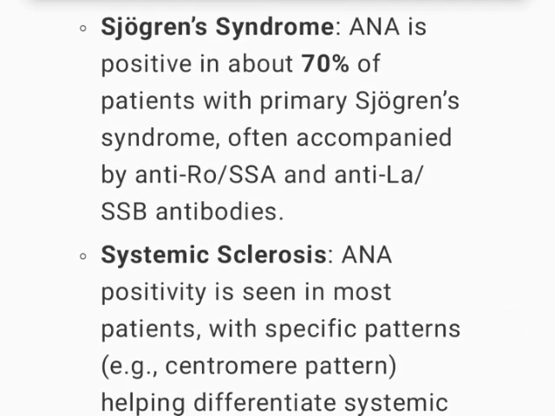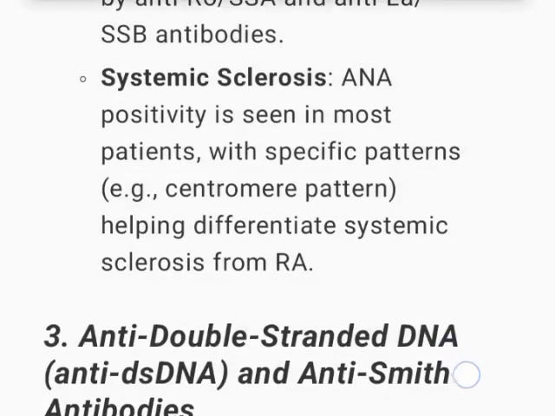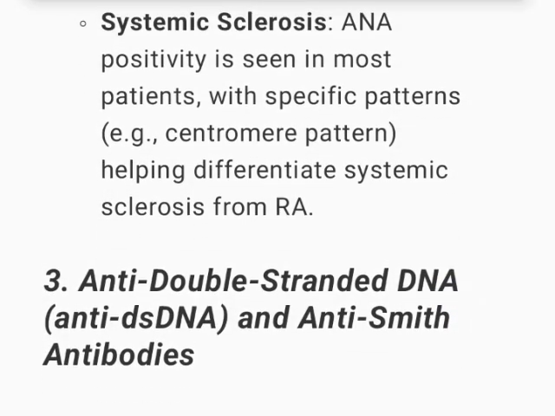Sjogren's syndrome. ANA is positive in about 70% of patients with primary Sjogren's syndrome, often accompanied by anti-Ro SSA and anti-La SSB antibodies. Systemic sclerosis. ANA positivity is seen in most patients with specific patterns, e.g. centromere pattern, helping differentiate systemic sclerosis from RA.